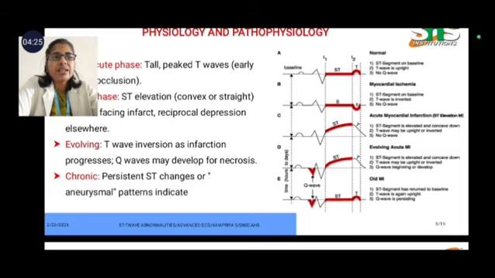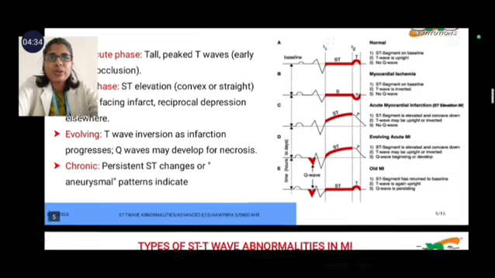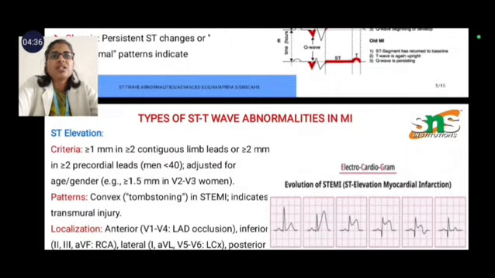In old MI, the ST segment has returned to baseline, the T wave is again upright, and the Q wave is persisting, meaning the presence of a Q wave. These are the types of ST segment abnormalities in MI. Criteria: it is greater than 1 mm in limb leads, and in precordial leads it is greater than 1 to 2 mm. And the patient's gender and age are very important.